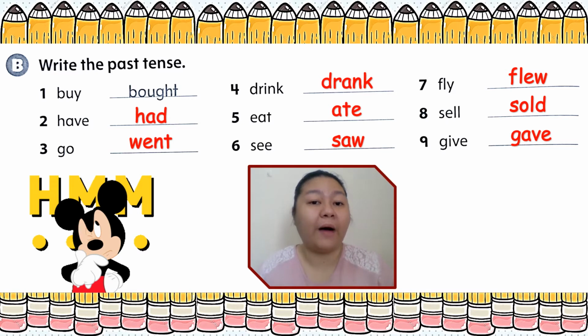Number 1, buy, bought. Number 2, have, had. Number 3, go, went. Number 4, drink, drunk. 5, eat, ate. Number 6, see, saw. Number 7, fly, flew. 8, sell, sold. Number 9, give, gave. Well done, grade 2.